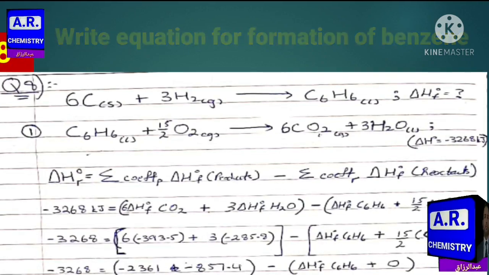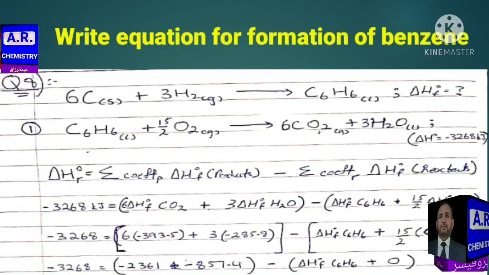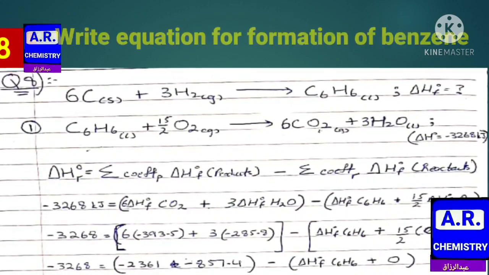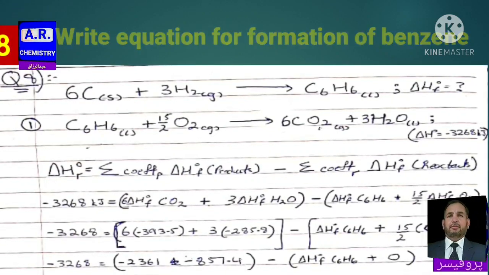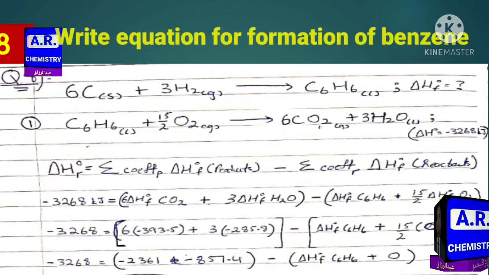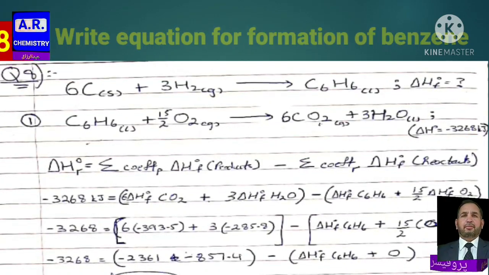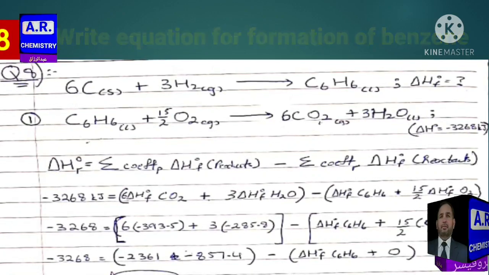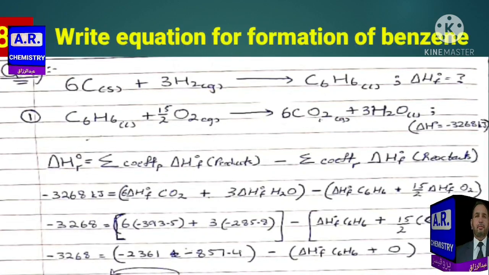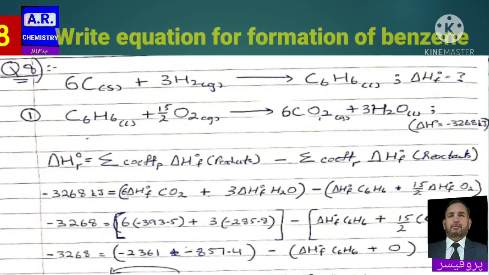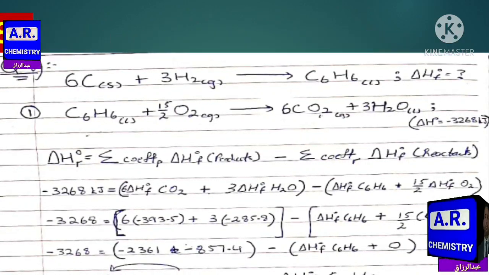At the top, write the equation for the formation of benzene. You know that the formula of benzene is C6H6. So on the reactant side, write 6 C solid state plus 3H2 gaseous state, arrow, and after the arrow benzene in liquid state C6H6, and after that write enthalpy of formation equal to question mark. So we are to calculate the enthalpy of formation of benzene with the help of this reaction.